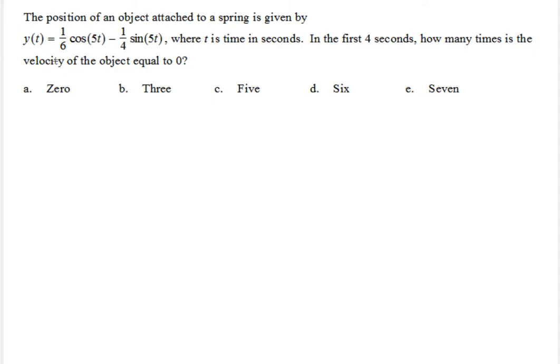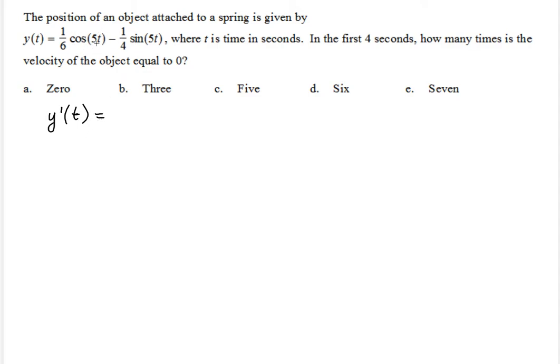So that means we need to first find the velocity function in order to answer this question regarding the number of times at which the velocity is equal to 0. So let's find the velocity. The velocity is going to be labeled as y prime of t, because that's precisely the derivative of the position function. So we have to take the derivative of each of these terms.